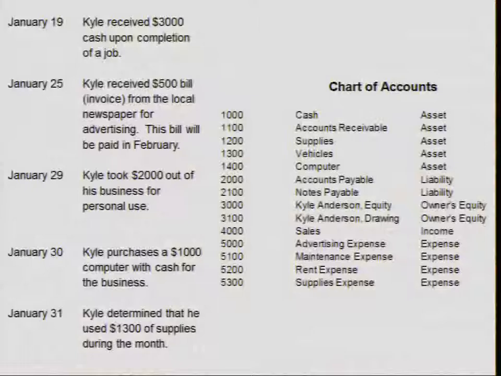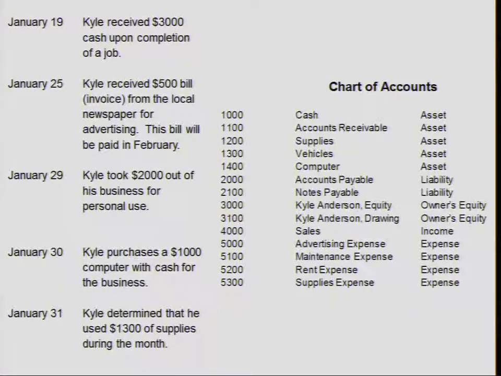January 29, Kyle takes $2,000 out of his business for personal use. And many times business owners will do this. They might do this for charities, for fundraisers, or for maybe taking a client out to supper, some type of expense like that. And so to show that we are going to reduce our equity by this, we will use an account called Kyle Anderson Drawing.